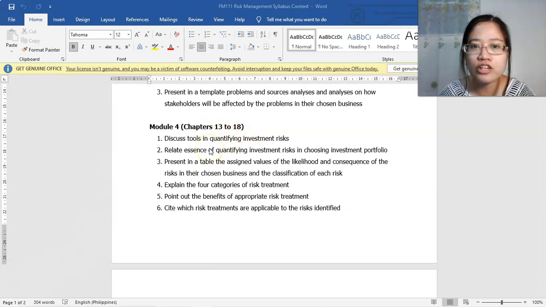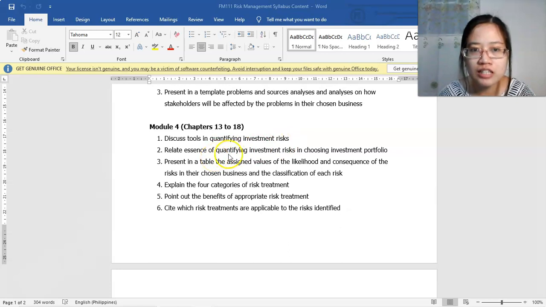Dito, madidiscuss yung tools in quantifying investment risks, since in a way, financial management students kayo, and for the most part, the financial management yung nagiging focus. And then we've also had the subject investment and portfolio management before. So, eto, medyo related siya doon.